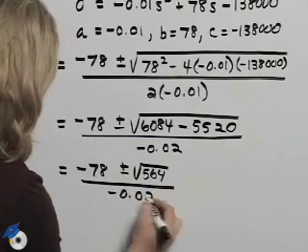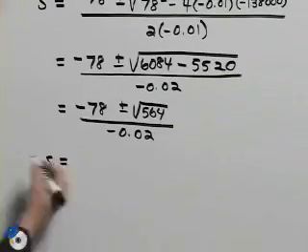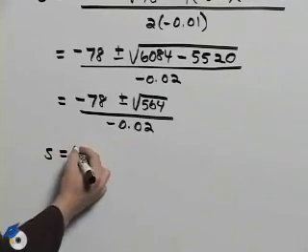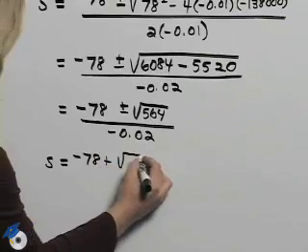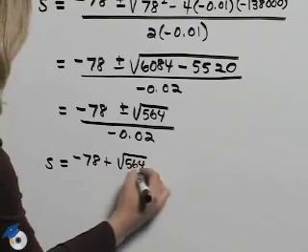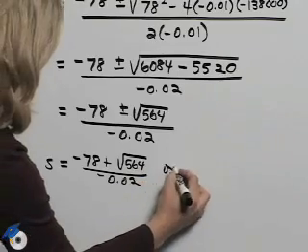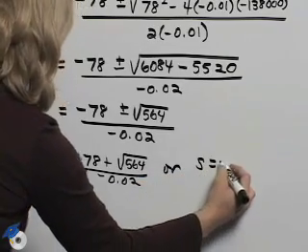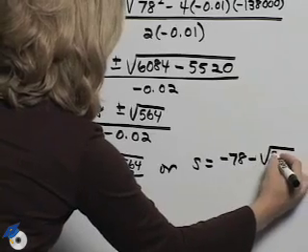So we can now find the two solutions by saying that S is equal to negative 78 plus the square root of 564 divided by negative 0.02, or S is equal to negative 78 minus the square root of 564 divided by negative 0.02.